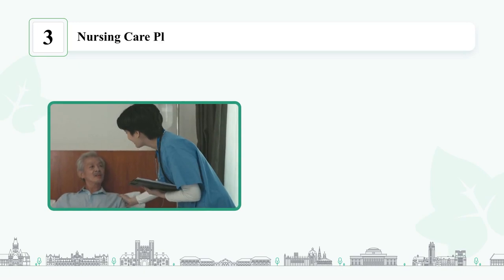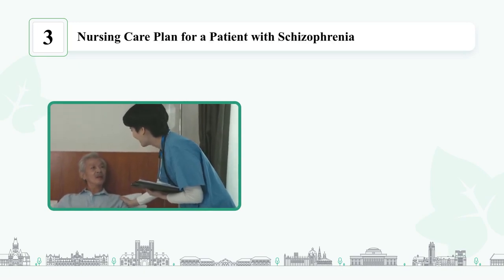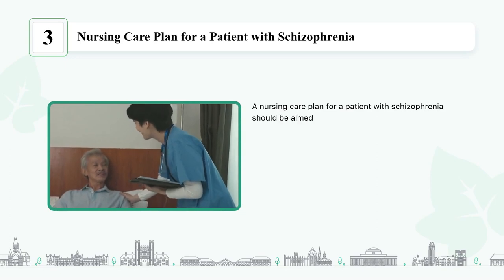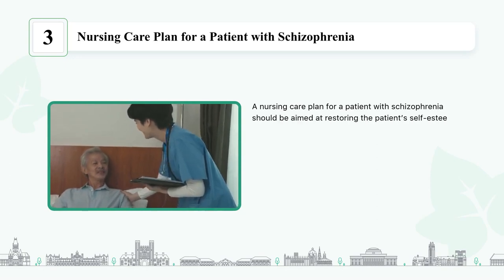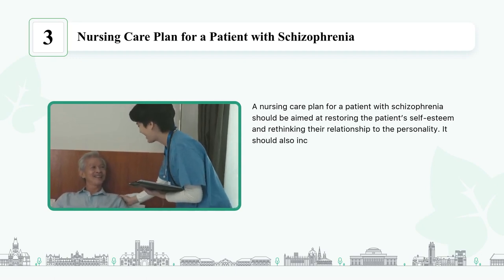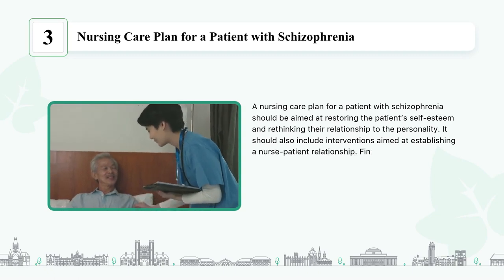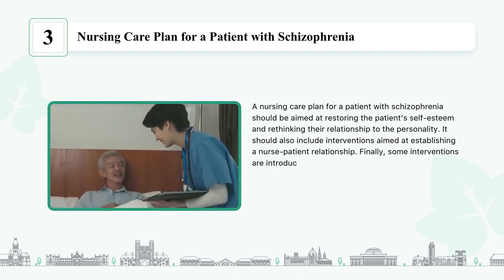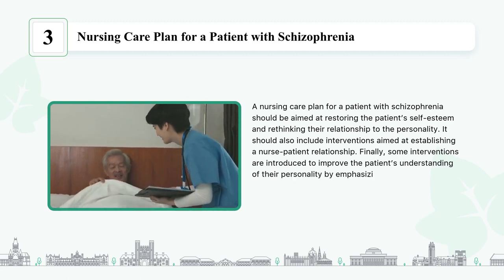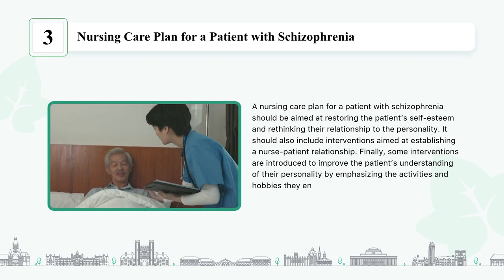Nursing care plan for a patient with schizophrenia. A nursing care plan for a patient with schizophrenia should be aimed at restoring the patient's self-esteem and rethinking their relationship to the personality. It should also include interventions aimed at establishing a nurse-patient relationship. Finally, some interventions are introduced to improve the patient's understanding of their personality by emphasizing the activities and hobbies they enjoy.